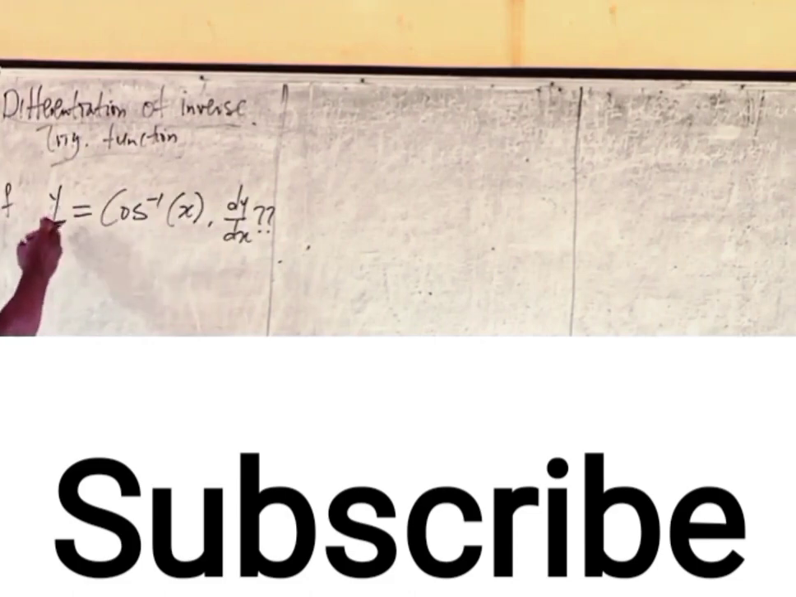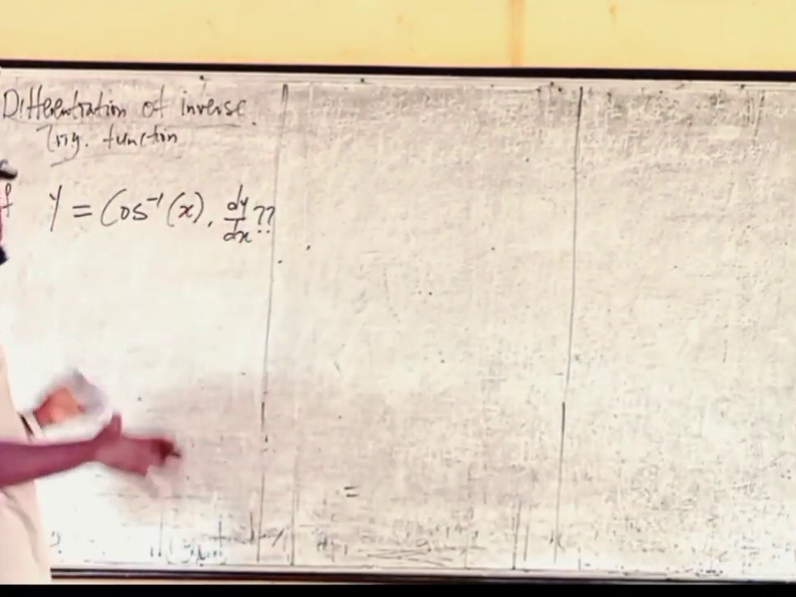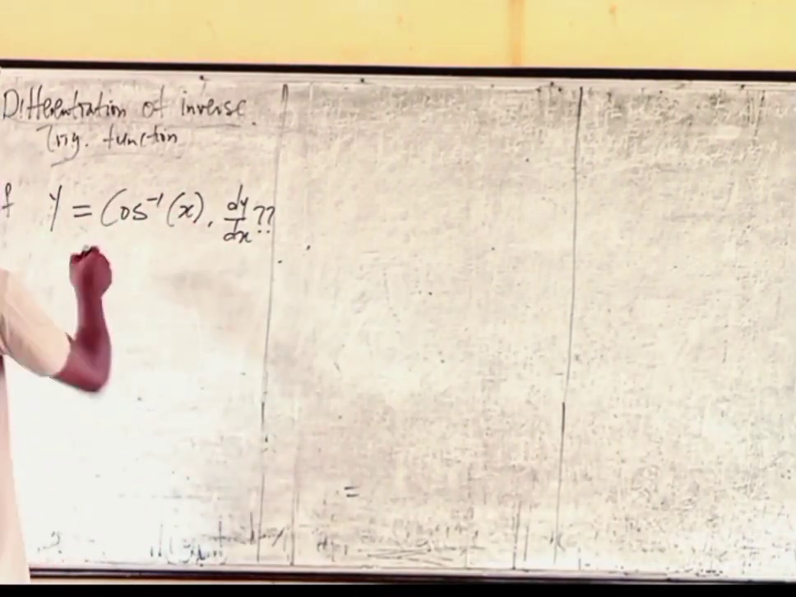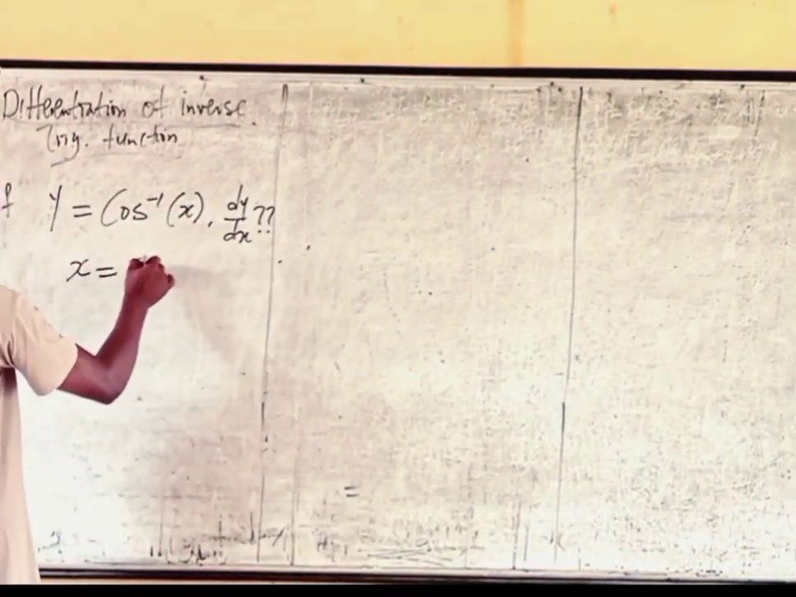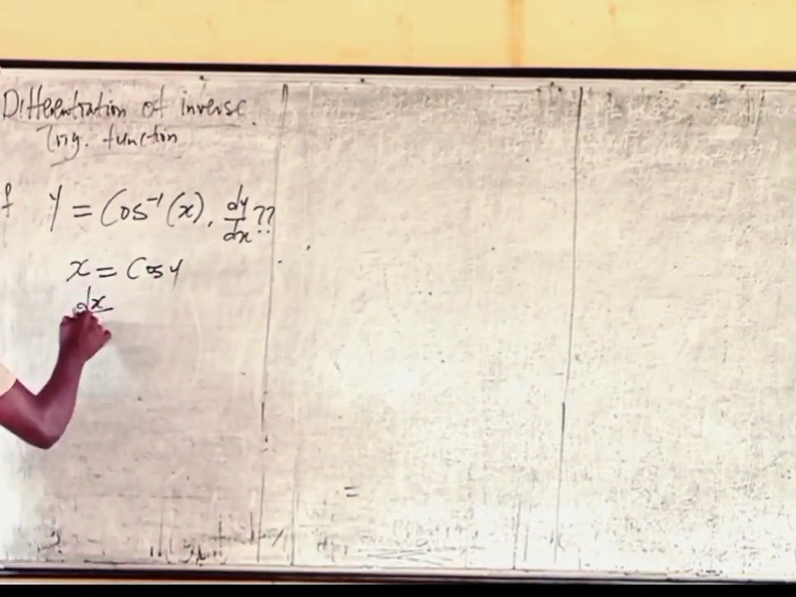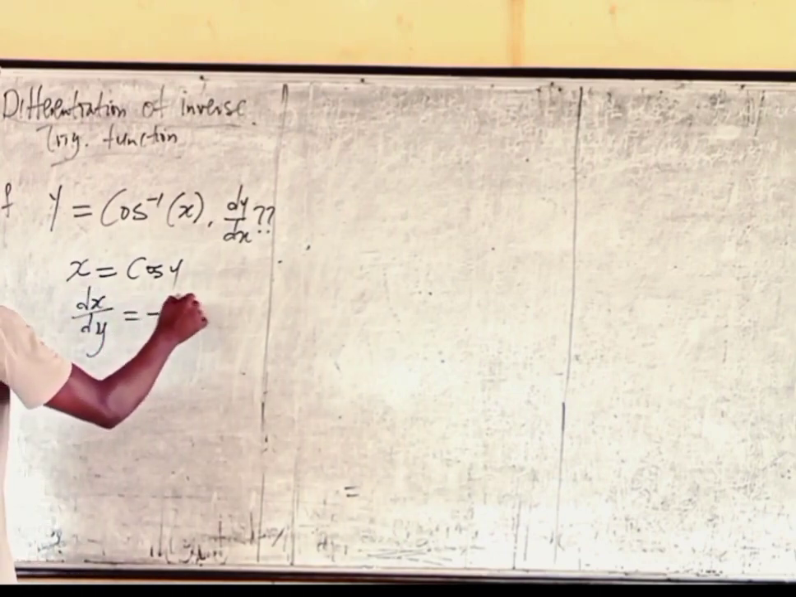So the first thing I already told you guys, we have y equal to the sine inverse of x is equal to sine y. In the same way, if y is equal to the cos inverse of x, it can also be written as x equals cos y. Now differentiating x with respect to y, we are going to be having minus sine y.